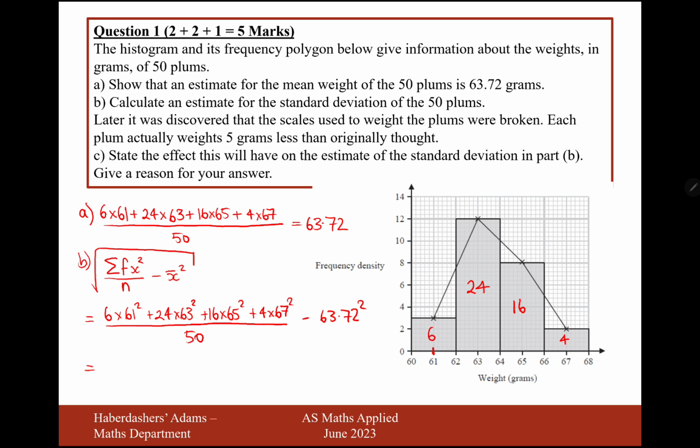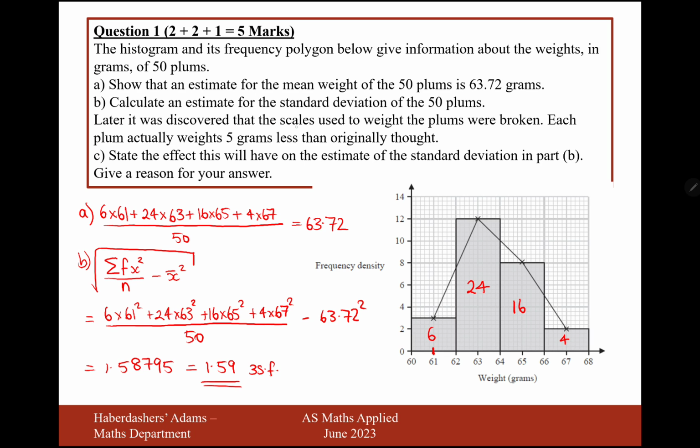When you calculate all of that, you do get 1.58795. We won't leave our answer like that. We'll leave it as 1.59 to 3 significant figures. Excellent. When in doubt in an A-level maths question, leave your answer to 3 significant figures. Moving on to part C now.